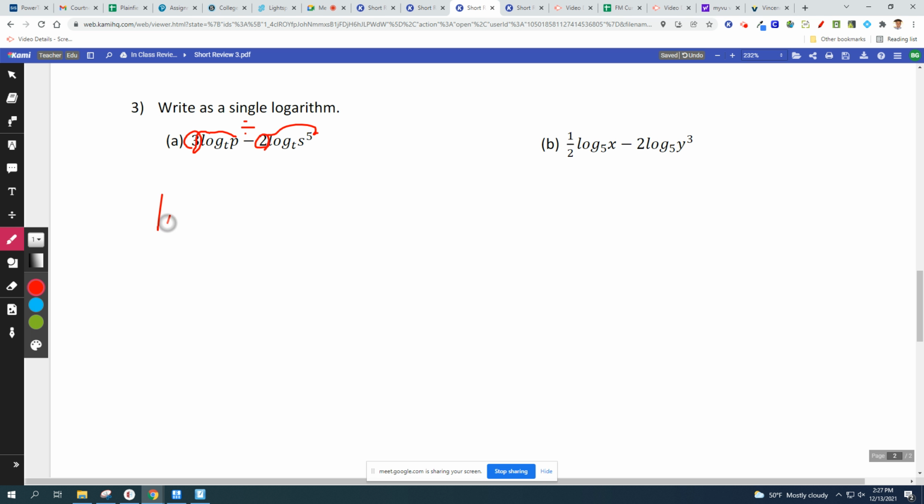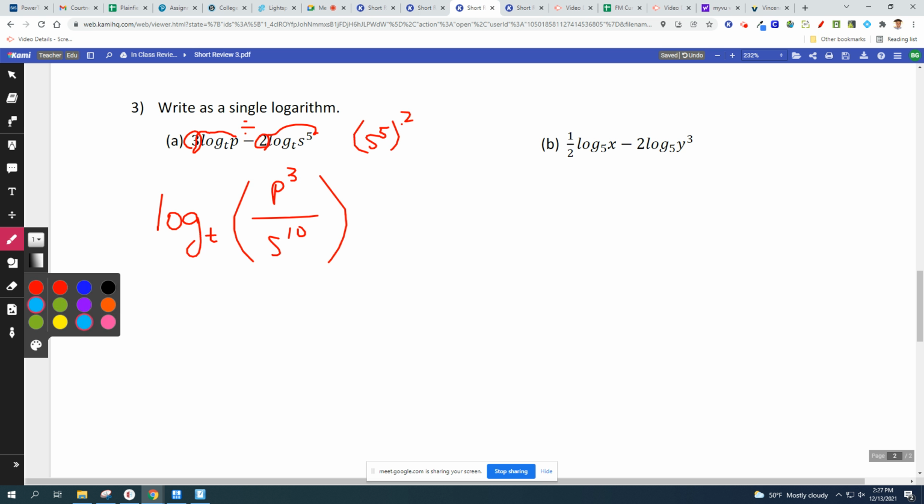So if you write it as a single log, base t, we're going to have p to the 3rd on the top divided by s to the 5th to the 2nd. You're probably not going to see it written like that. You multiply those two exponents, that's going to be s to the 10th is what that's going to end up looking like.